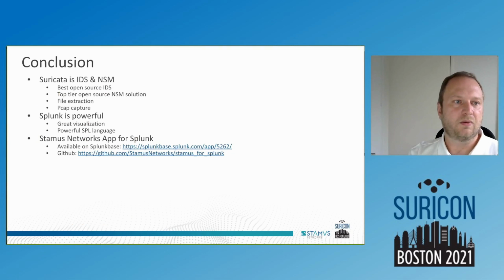So as a conclusion, Suricata is IDS and NSM. It's the best open source IDS. It's one of the top tier open source network security monitoring solutions. It does file extraction and pcap capture on top of that. So you really have something quite broad and useful in your network. And Splunk is really powerful. The visualizations are great, and the Splunk query language is really impressive.